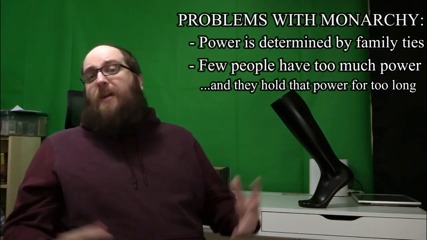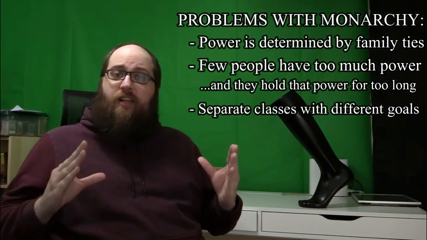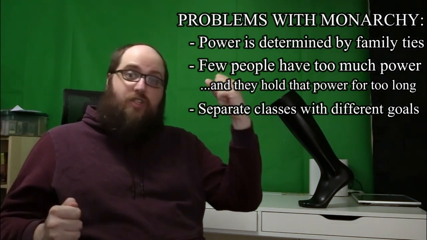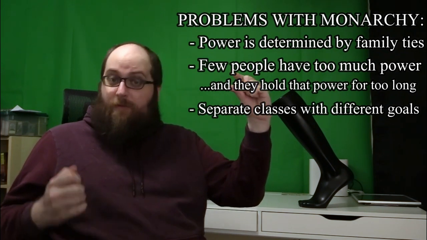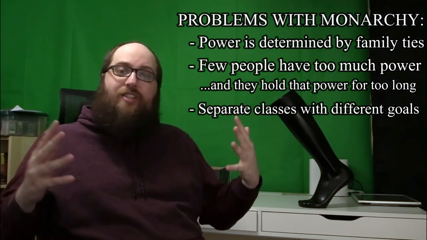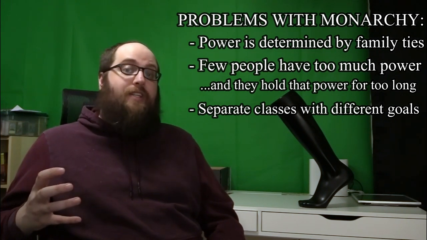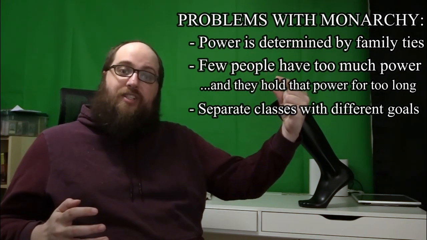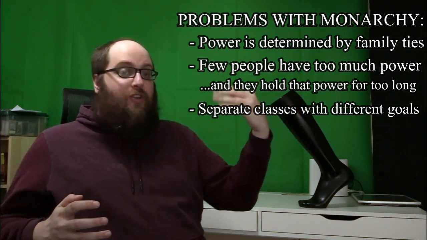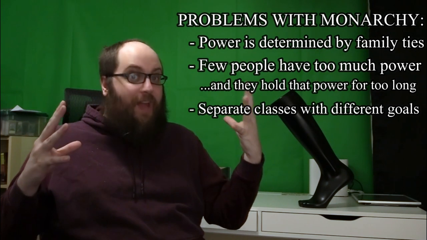The biggest problem with royalty, though, is that it creates a class structure where there's a clear division between leaders and citizens. It's a very small number of people making laws for the majority that they aren't a part of, which always leads to a conflict of interests. The people just want to live their lives in peace, but the king wants to expand his territory, grow his influence, usually through war. So the king doesn't care if peasant lives are lost, as long as it's for the glory of his country.